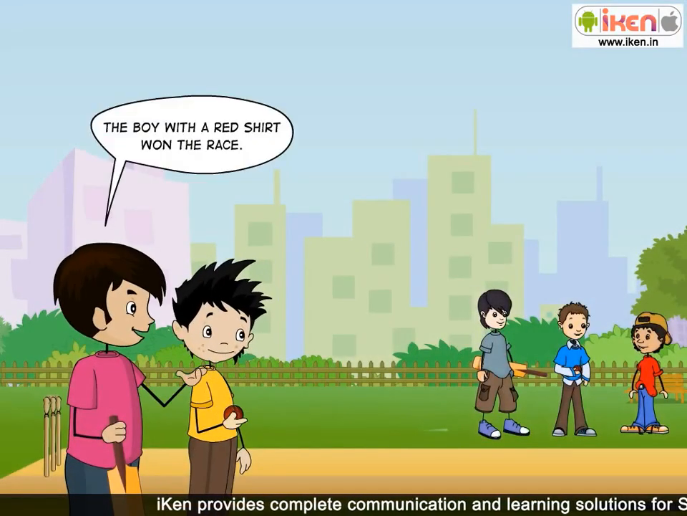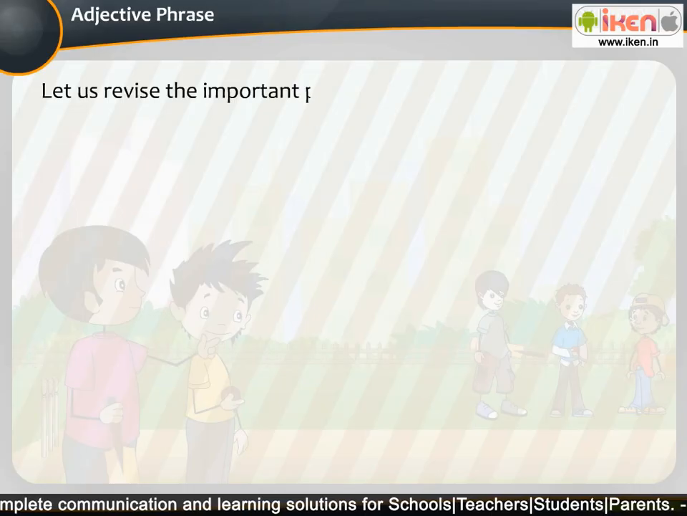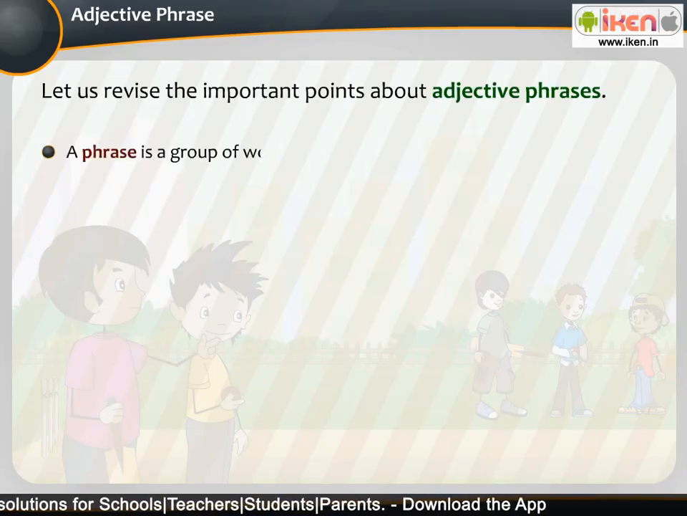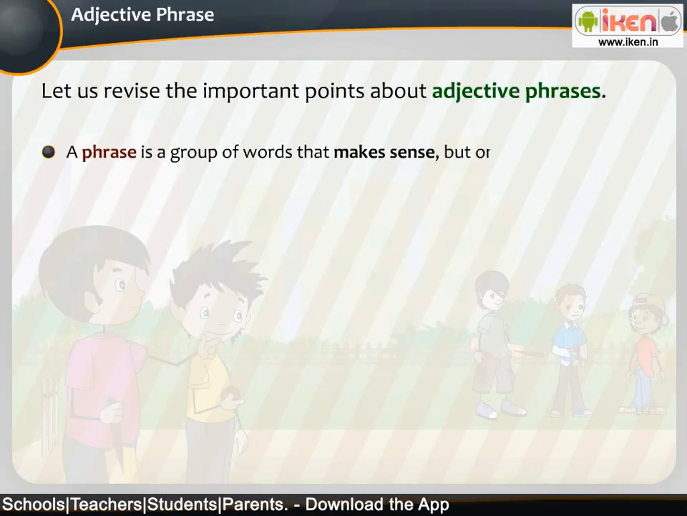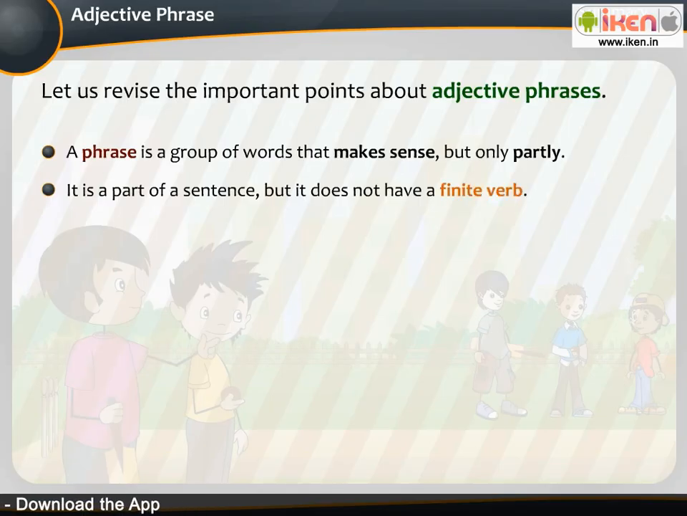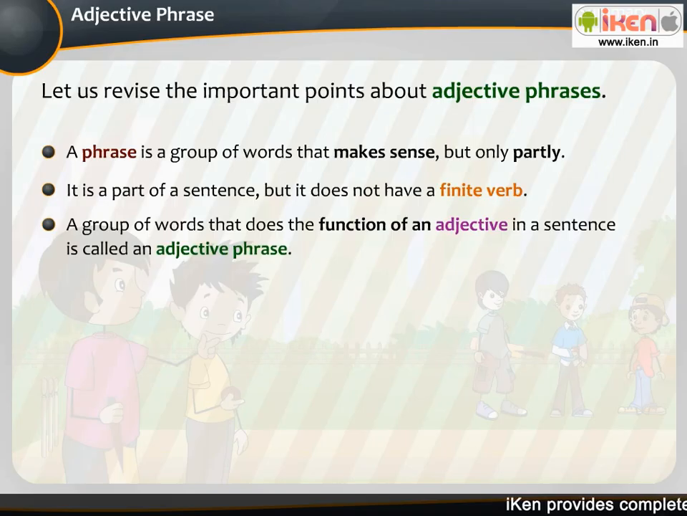Well, Kevin has understood the concept of adjective phrases. Let us revise the important points to help him retain the concepts. A phrase is a group of words that make sense, but only partly. It is a part of a sentence, but does not have a finite verb. A group of words that does the function of an adjective in a sentence is called an adjective phrase.